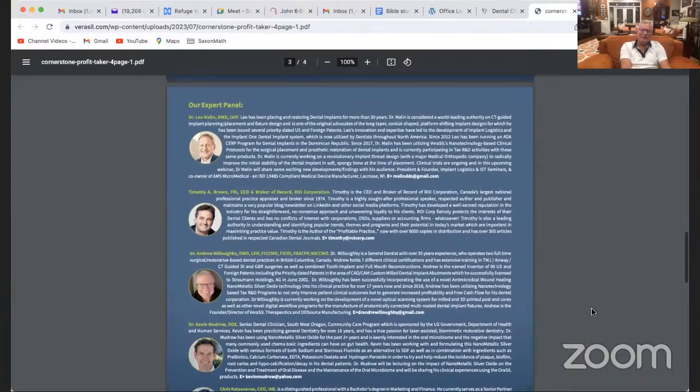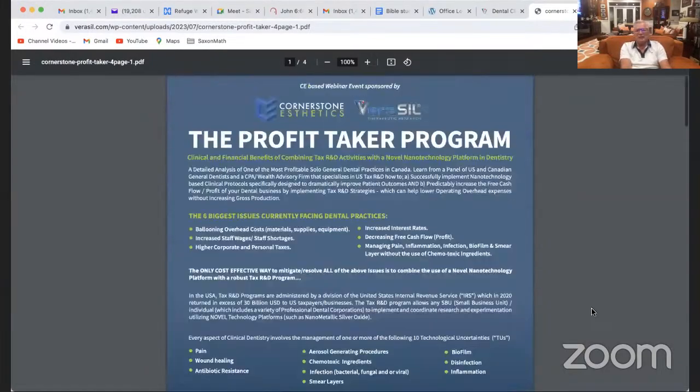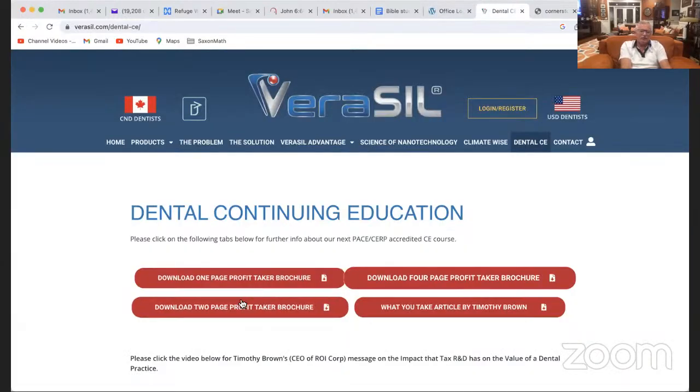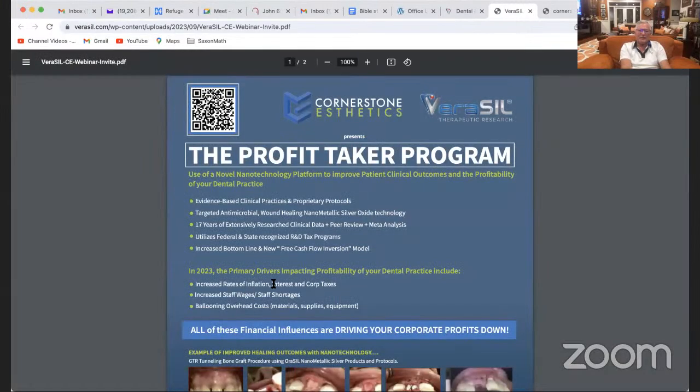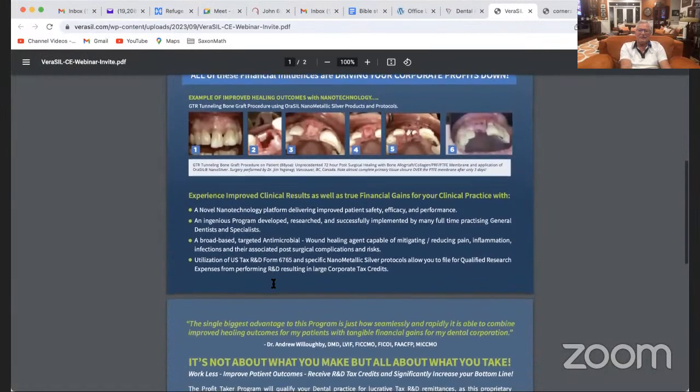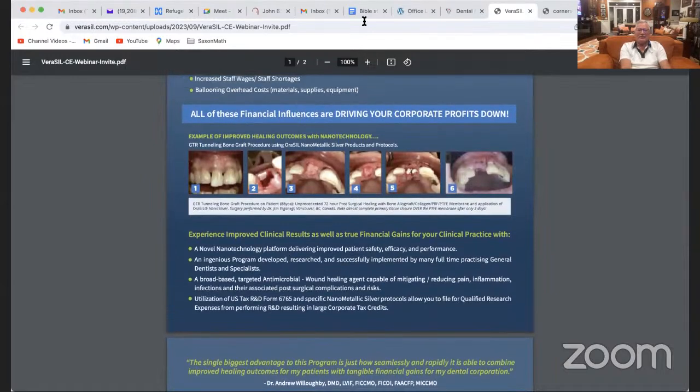So you get the benefit of helping the patients and the benefit of improving the fiscal health of your dental business. And that's what the Profit Taker program is about. It shouldn't be an embarrassment to be making more profit. We're in business to make a profit. It's just really hard these days with operating overheads being as high and our costs being as considerable as they are.